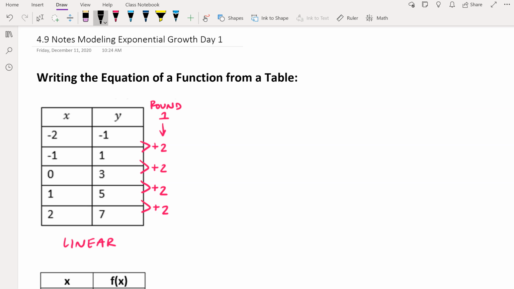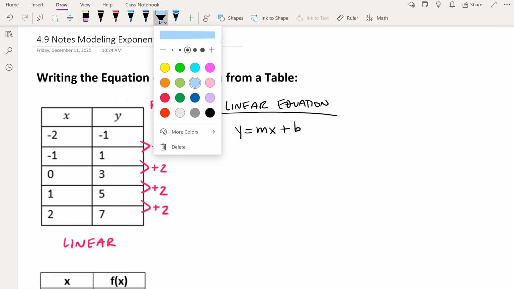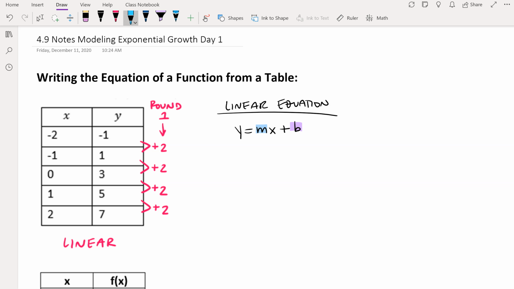Now let's remind ourselves of how to write a linear equation. So here we go. Here is a basic linear equation. And like I said, this is review, or it should be. Linear equations can be written like this: y equals mx plus b. Okay, and we need to make sure we know what m and what b are. X stays x. So what is m? M is the slope. And then what is b? B is the y-intercept. Cool.